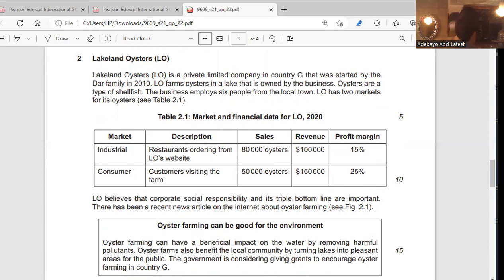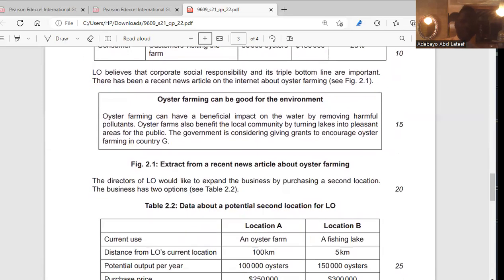Okay. Do you get it? So we base it on financial terms because we want to make more profits so that we can distribute to shareholders. That is financial. But if LO is not making profit, that means shareholders' dividends will be less. That means LO is not performing well financially.